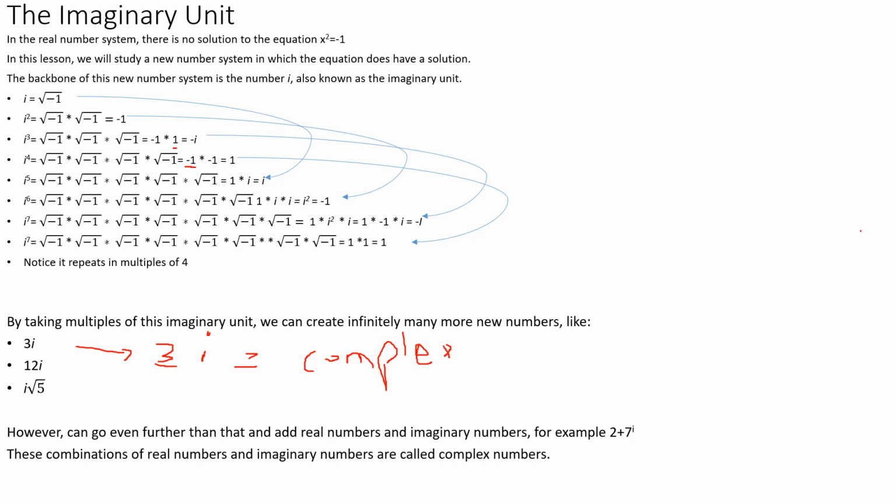And then we can do things such as 12i, or i times the square root of 5. And we can do such things as 2 plus 7i. Again, these are called complex numbers when they're used simultaneously.